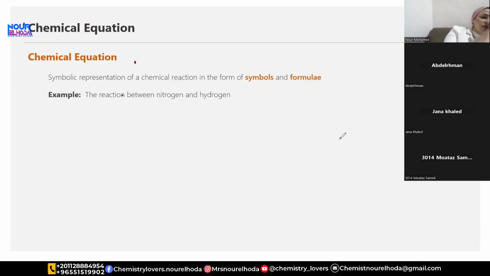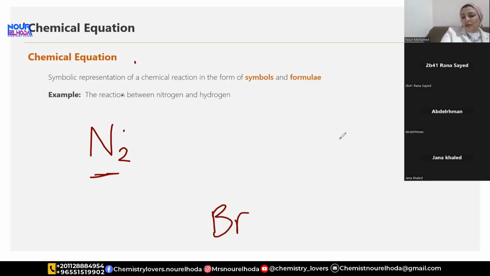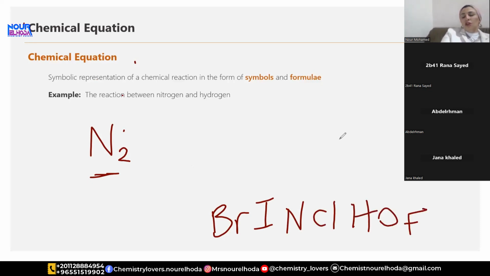Let's do this balance. Here I have nitrogen. Why should I write nitrogen like this? Because nitrogen is diatomic. Exactly. There is also astatine, which is At, in group 7. It's also diatomic, but it's not common in equations, that's why I didn't write it.